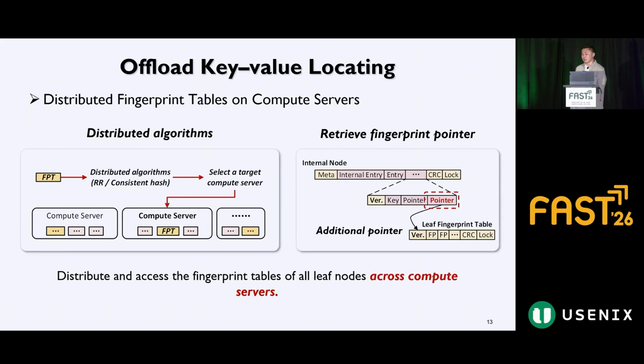In our compute-side collaborative design, we offload the precise key-value locating to the compute side to leverage and utilize the RDMA resources across compute servers. Specifically, instead of storing fingerprint tables on memory servers, we scatter the fingerprint tables of different leaf nodes across multiple compute servers using a distributed placement policy, such as round-robin or consistent hashing. To retrieve a fingerprint table, we store its address as an additional pointer in each entry of the internal tree nodes.